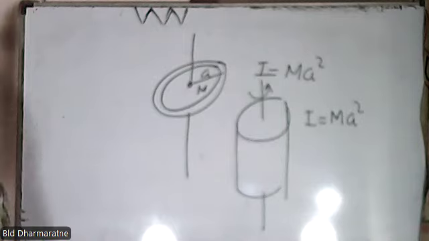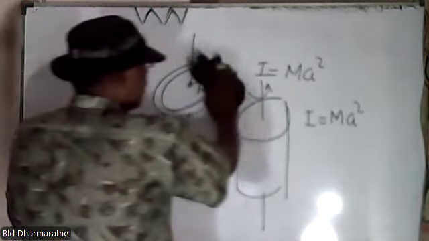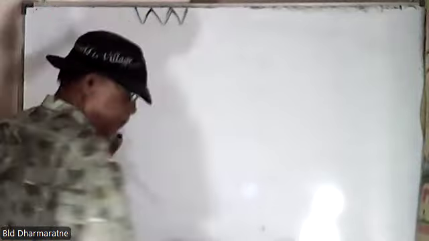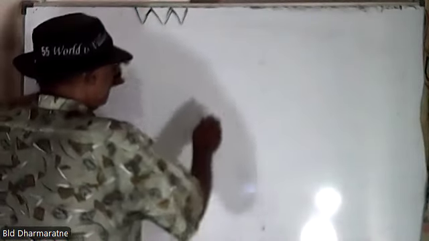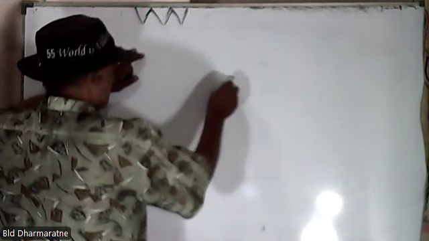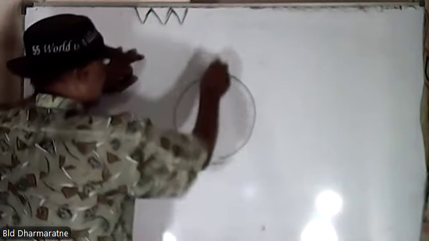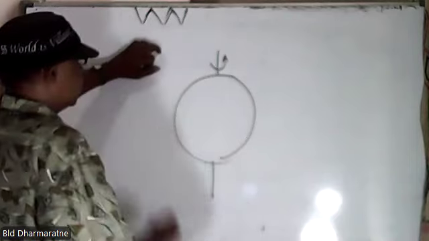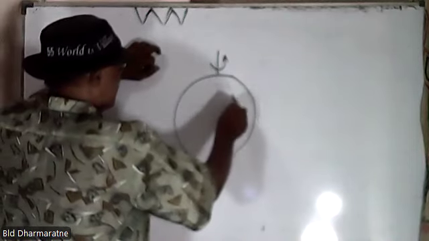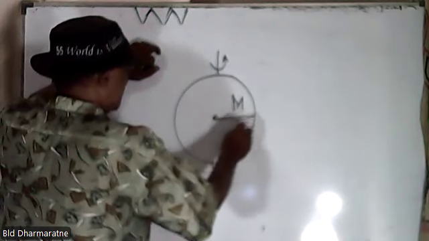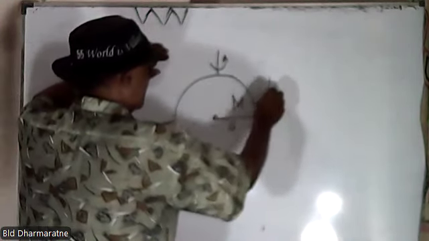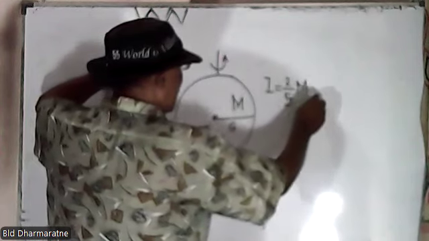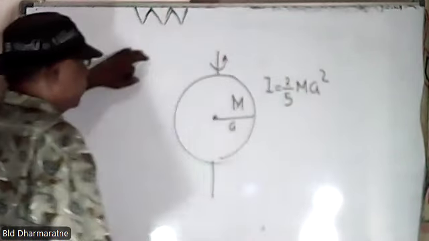Solid sphere. You remember the solid sphere: 2/5 M A squared. How does it come? For a solid sphere rotating about an axis through the center, with mass M and radius A, the moment of inertia about this axis is 2/5 M A squared.